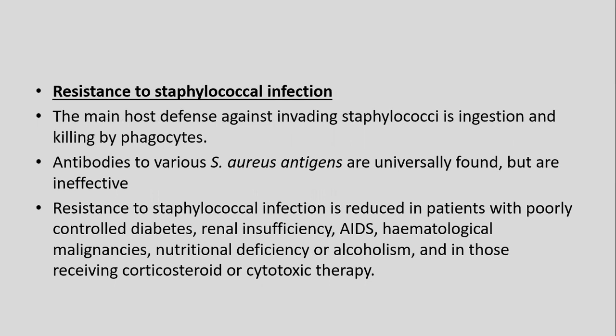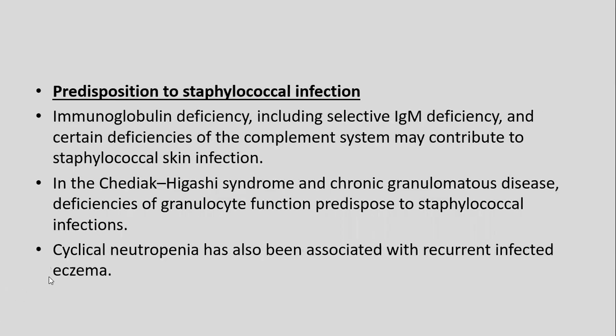Resistance to staphylococcal infection. The main host defense against invading staphylococci is ingestion and killing by phagocytosis. Antibodies to various Staph aureus antigens are universally found but are ineffective. So resistance to staphylococcal infection is reduced in patients with poorly controlled diabetes, renal insufficiency, acquired immunodeficiency syndrome, hematological malignancies, nutritional deficiencies, or alcoholism, and those who are receiving corticosteroids or cytotoxic therapy.